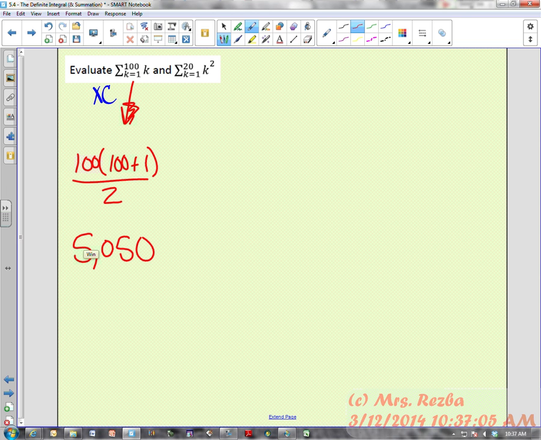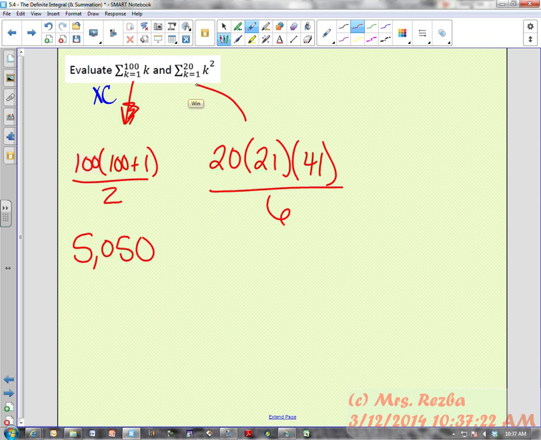Okay, the sum from k equals 1 to 20 of k squared. Use our k squared formula, n times n plus 1 times 2n plus 1 divided by 6. So n is 20, n plus 1 is 21, 2n plus 1 is 41, all divided by 6. So that's for this guy. So 20 times 21 times 41 divided by 6 is going to give us 2,870.